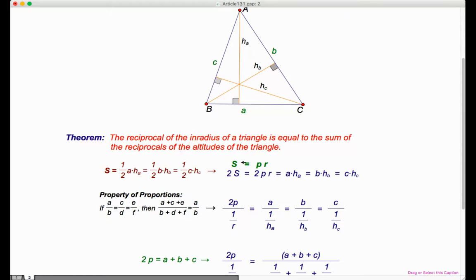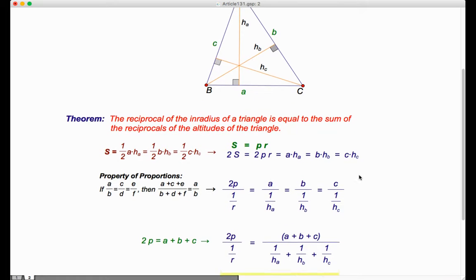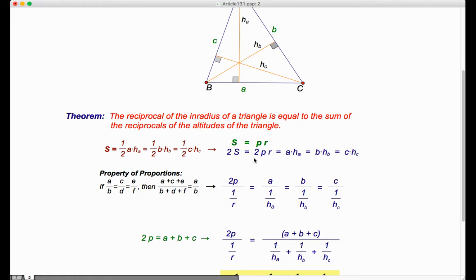Multiply both sides by 2, 2s is equal to 2pr. And therefore, this particular formula from here is equal to a h sub a. I need to get rid of the 2 here. Or b h sub b, which is equal to c h sub c. Now, from here, 2pr can be expressed as 2p divided by 1 over r. A times h sub a can be expressed as a divided by 1 over h sub a, and similarly that's true for b and c.